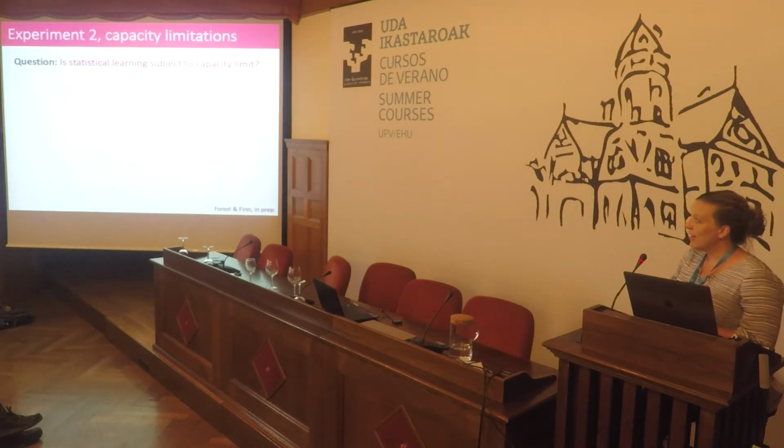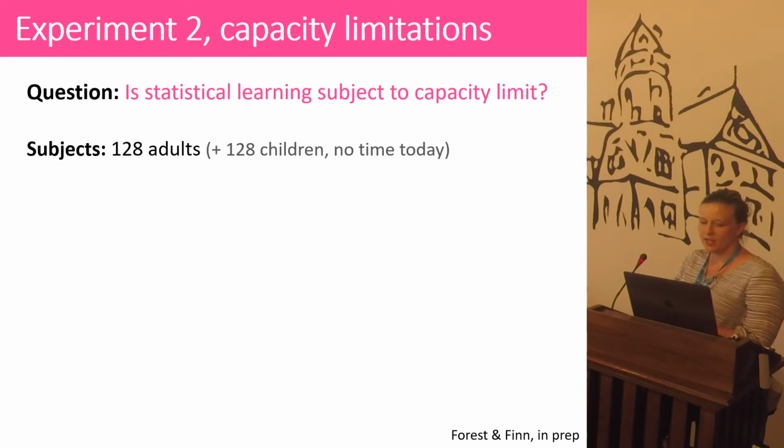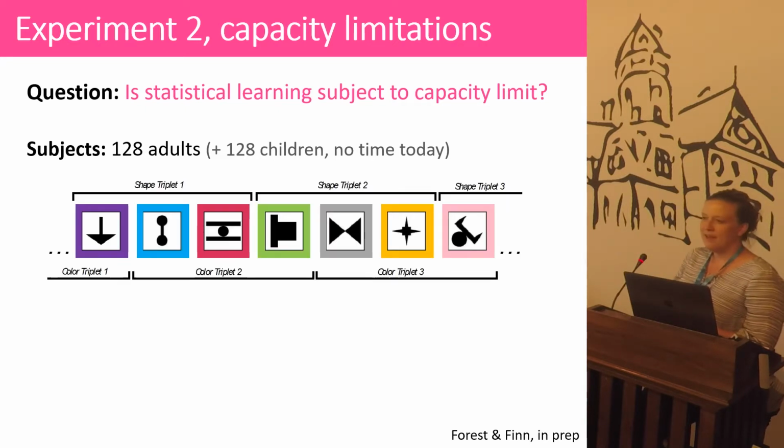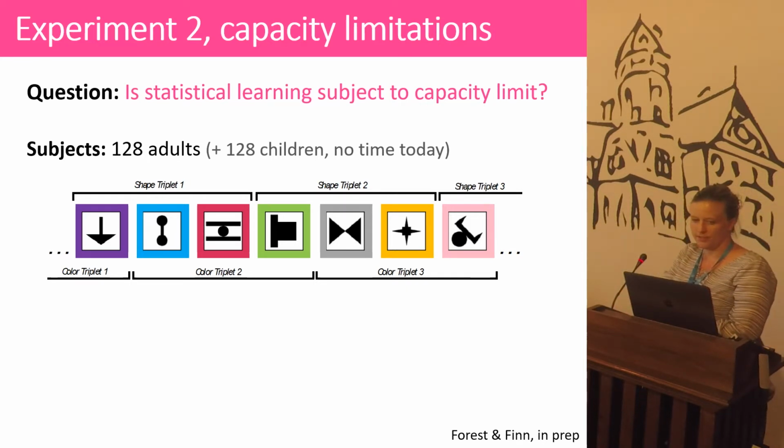And so what we wanted to ask in experiment 2 is, is statistical learning subject to a capacity limit? So for this, we studied 120 adults. I've also studied 120 children, but there's no time to talk about them today, so ask me later. And we did something actually quite simple, just as a first step. So we have a slightly more complex visual statistical learning paradigm in which there are 2 simultaneous structures present. So we have triplets at the level of shapes. So these are your shape triplets, a la Fiser and Aslin stimuli. And then we also have triplets at the level of color. So just the color on the background of these also occurs in a consistent triplet structure.